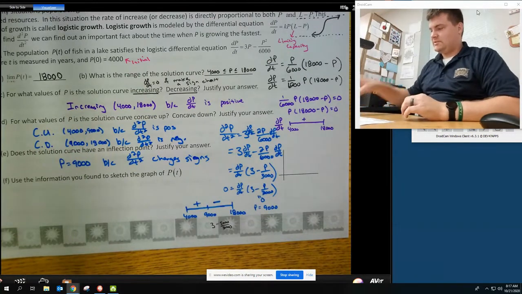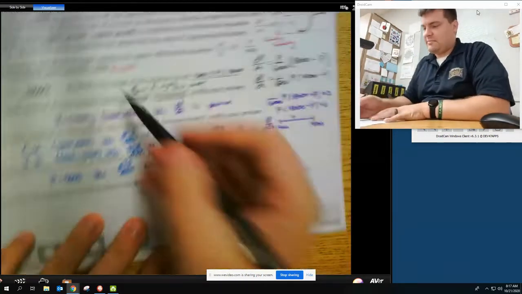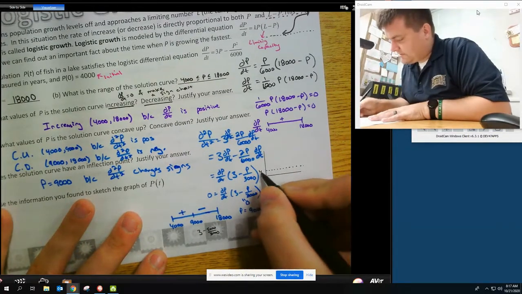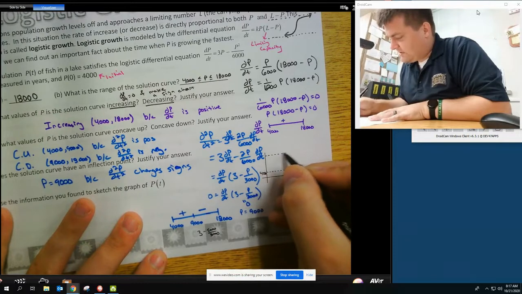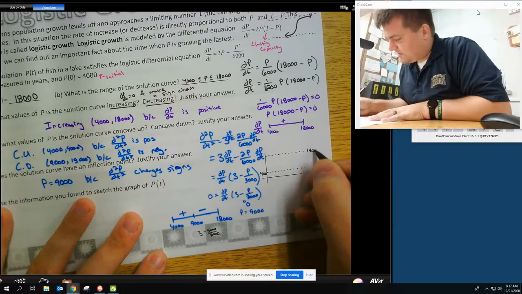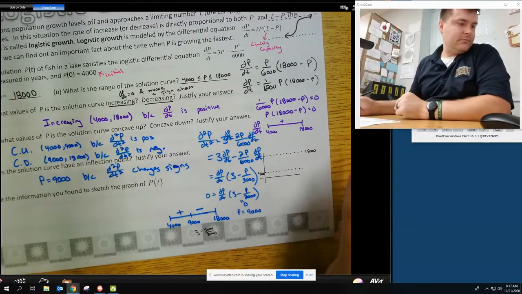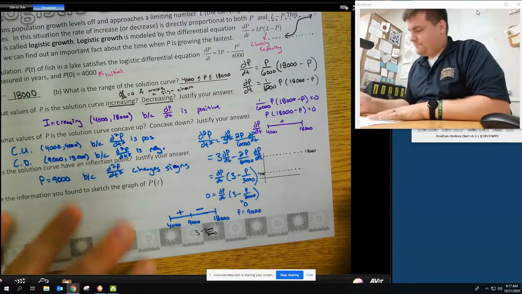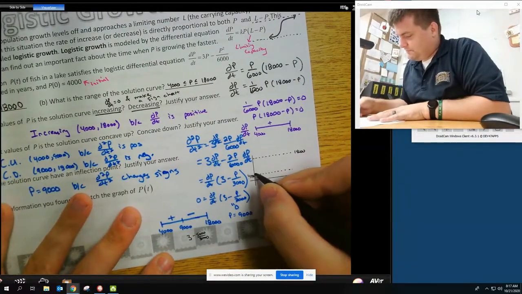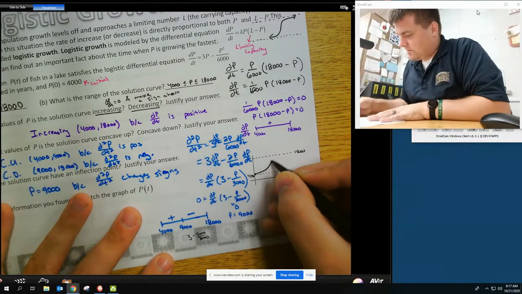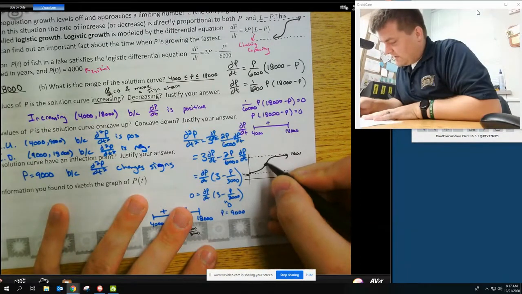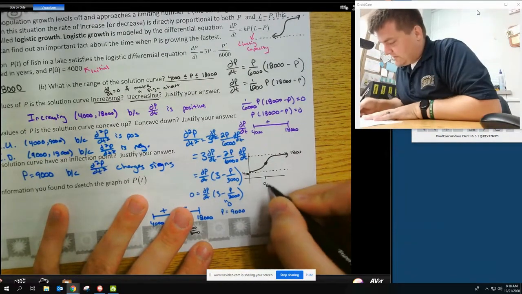So let's go ahead and sketch this. So it says here that my lowest value is 4,000. So that's 4,000. My highest value here is 18,000. Just put that over here because I'm out of room. And so what's going to end up happening here is I'm starting here, and I'm going to end up like this. Okay. And it's going to change concavity right about there, which is at 9,000.